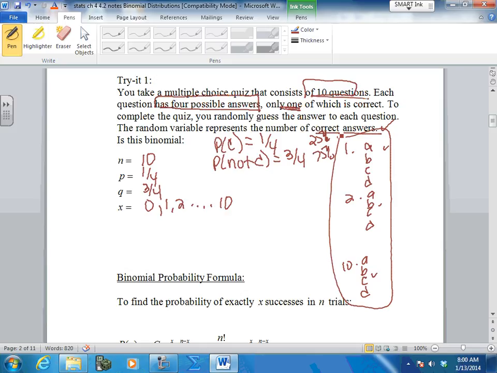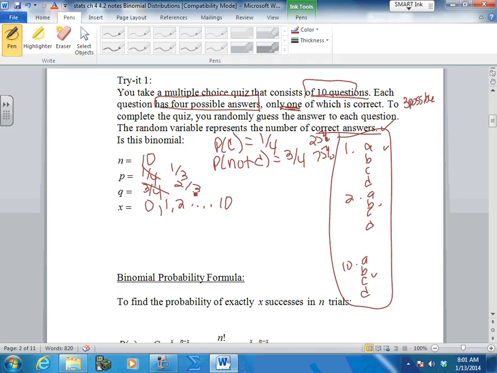What would happen if I had 3 possible answers? What would change? My P would go to 1 out of 3, and my Q would go to 2 out of 3. I'm going to still do this 10 times. I'm going to still get only 1 correct answer out of each trial. And my X is not going to change. My variable is still going to be from 0 to 10. Questions?